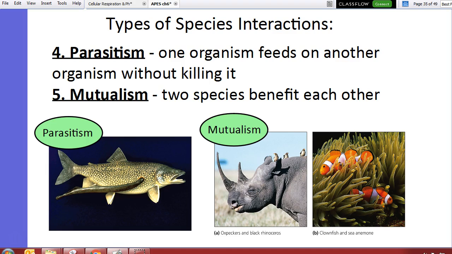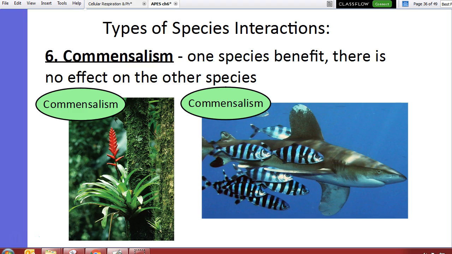Okay, so we'll talk about some examples. For example, here we've got... so both of the species end up benefiting. We'll go through examples tomorrow. Commensalism, one species benefits, and there is no effect on the other species, is the last one we'll do.